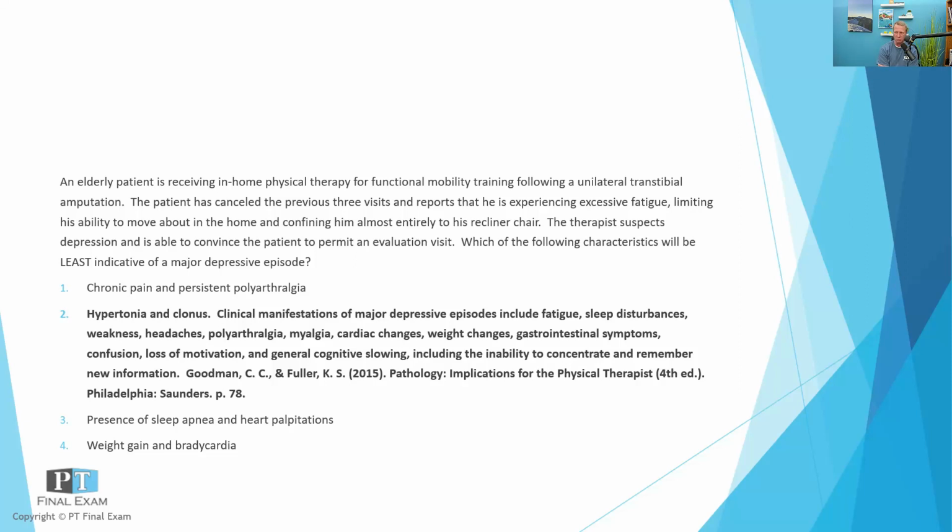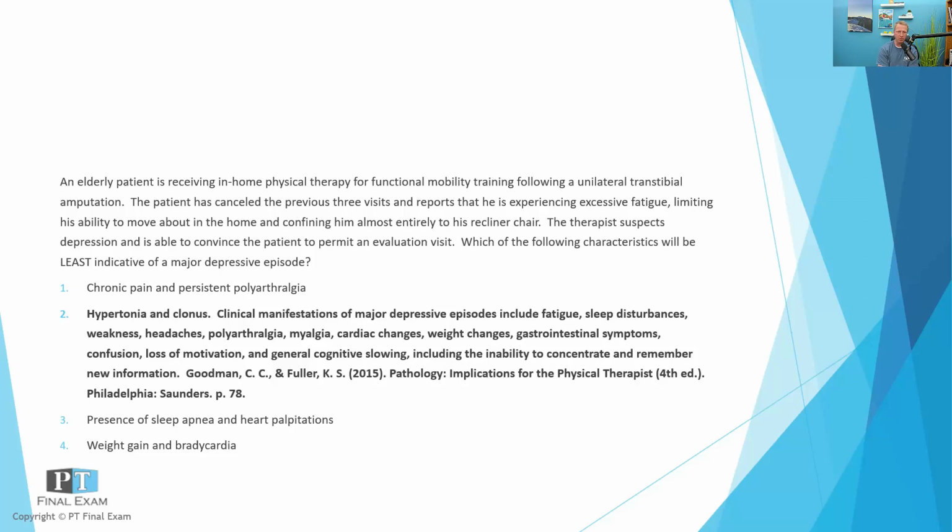Certainly high on the list would be sleep disturbances, whether that's hypersomnia or insomnia, sleep apnea, heart palpitations. All these things can occur because you have significant sleep disturbances. Weight gain, bradycardia, chronic pain, persistent polyarthralgia. The one that is clearly least indicative of a major depressive disorder would be hypertonia and clonus.